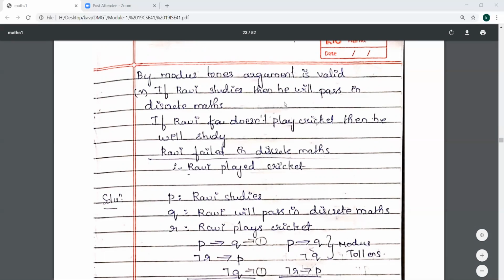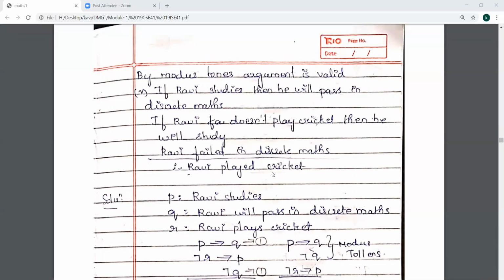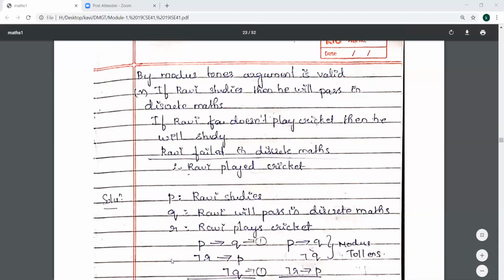This is the argument. First of all, what I'm going to do is, I'm going to define the propositions for the given problem. So first proposition P I defined as Ravi studies. Q, Ravi will pass in discrete maths. Then R is Ravi plays cricket. These are the 3 propositions defined for this problem.